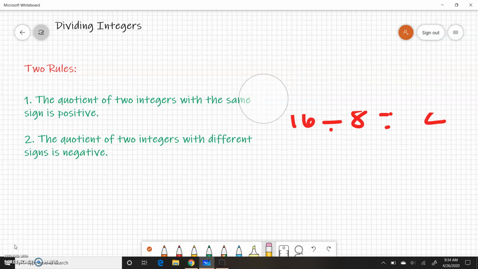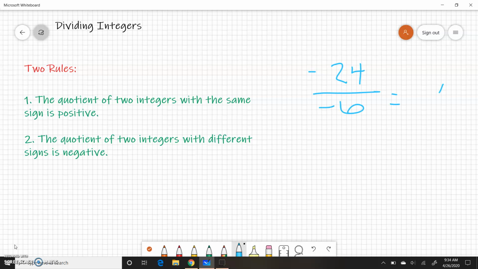Your division today might also be written as what looks like a fraction, because we know that a fraction bar can also represent a division sign. So it could be written as -24 divided by -6, and you get 4. They're both negative, so your answer is positive 4.